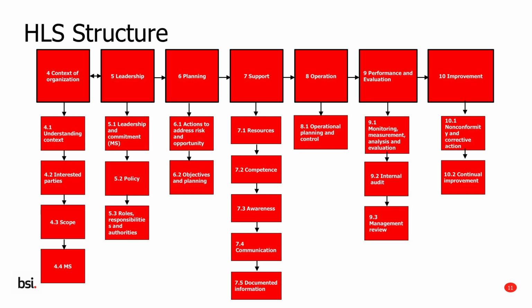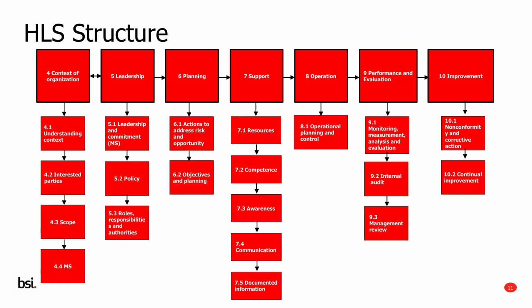Section 8 is operation. Now, in the high-level structure, operation contains just one clause, which is 8.1, operational planning and control. If you look, when we come to look at 14001, you'll see one additional clause has been added, which covers emergency preparedness and response. If you look at 9001:2015, however, section 8 also contains what was contained in section 7 of the old standard, which was product realization. So in fact, if you look at 9001:2015, section 8 is the largest part of the standard because it contains what was in section 7 of the previous standard.